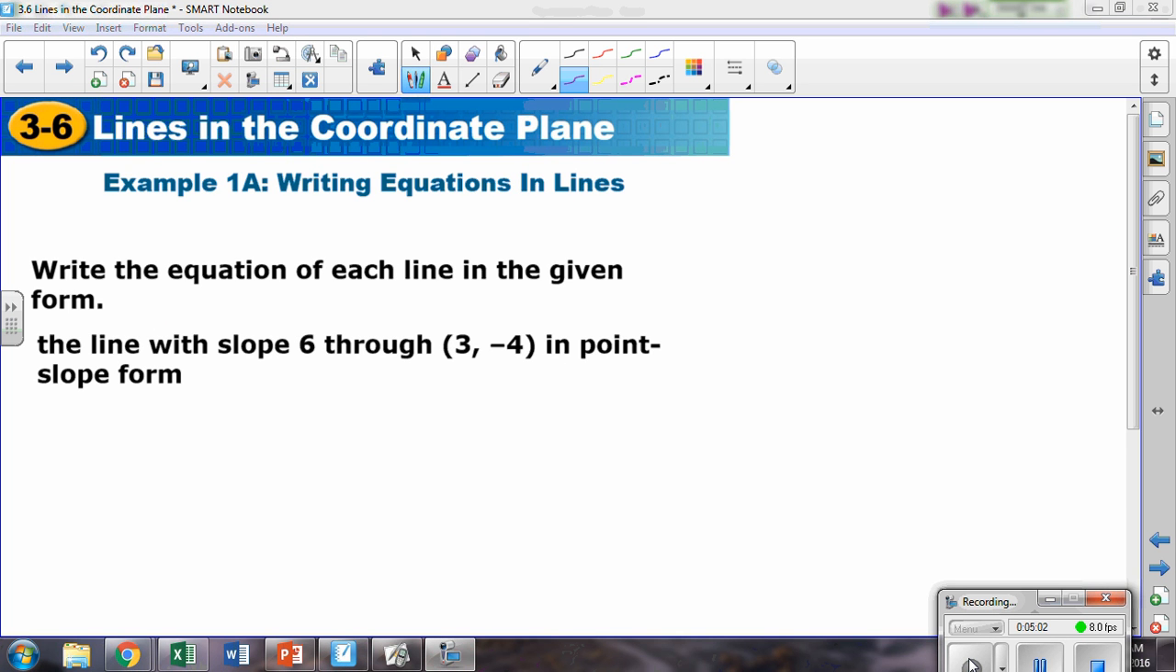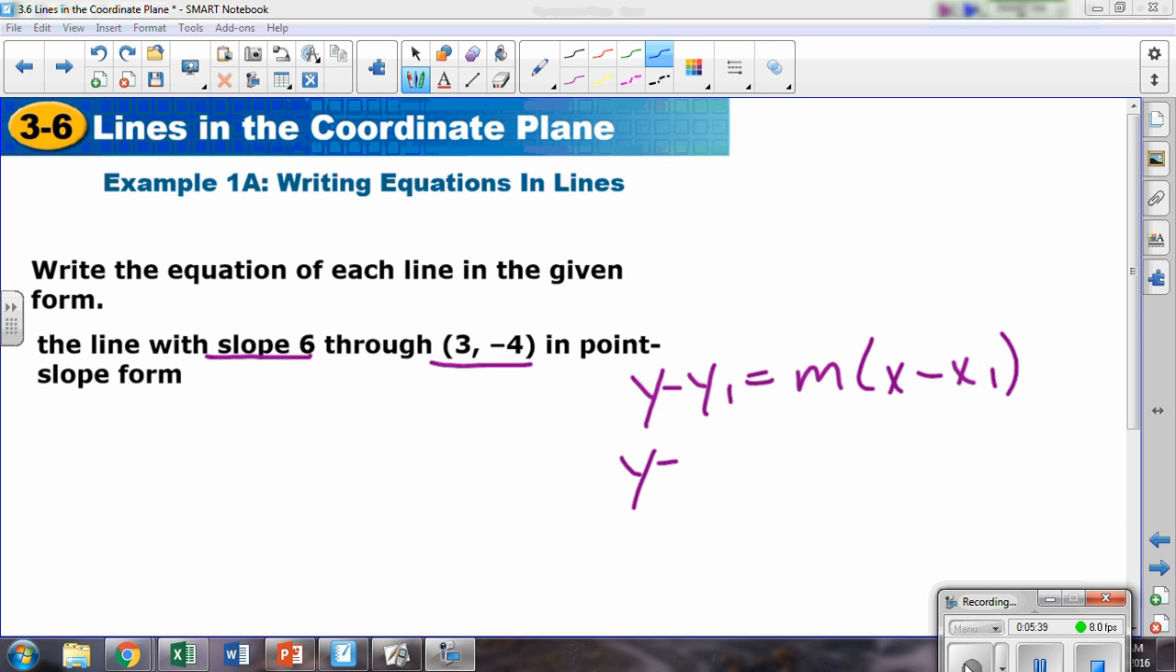So, first one, write the equation of a line. Well, we have a slope of 6 passing through the point 3, -4. I just want to emphasize again, if you're given a slope and you're given a point, point-slope form is easier. Since we're using point-slope form, you should be able to just write this thing down based off memory. You should not have to look it up. Once you've got it written down, just plug in the pieces that you know. What is your y coordinate?